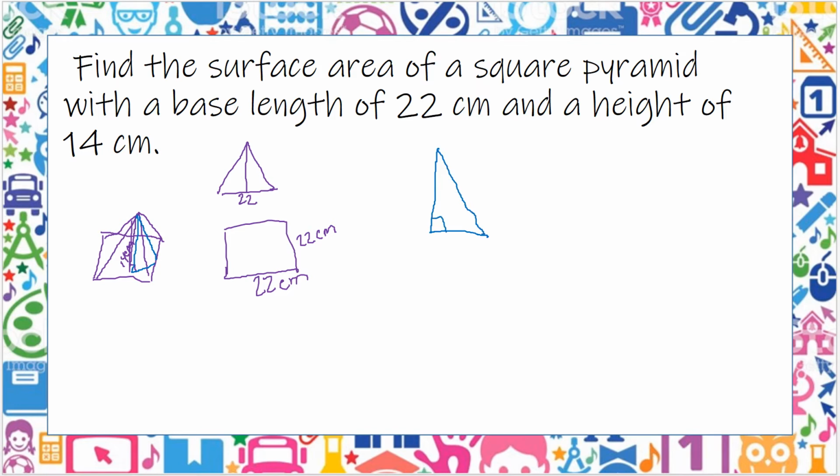So we know that this side is 14. The part that is part of the base across through there is half the length of that square. So half of 22 is 11. And we're going to find out what that hypotenuse is using the Pythagorean theorem. So we've got 11 squared plus 14 squared equals something else squared. So 11 squared is 121. 14 squared is 196.